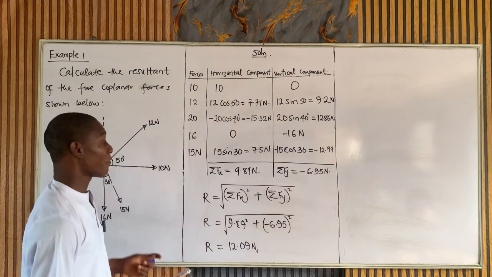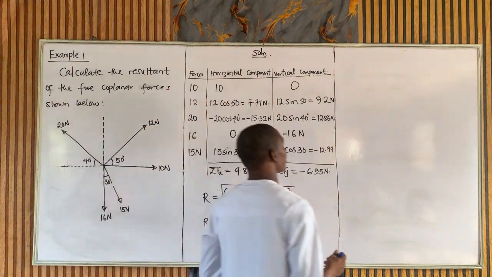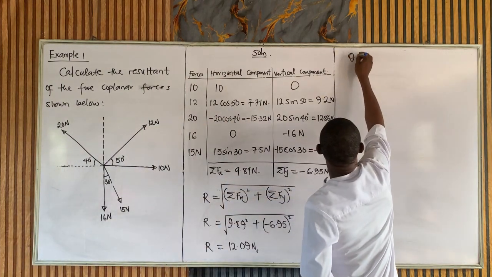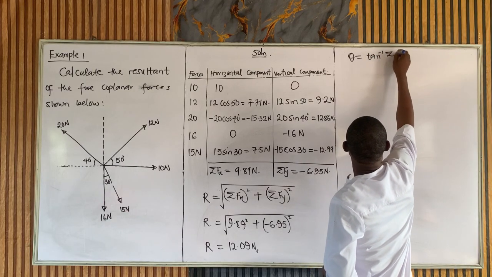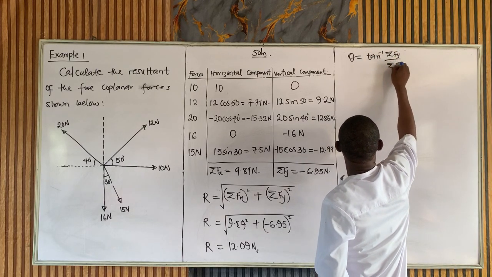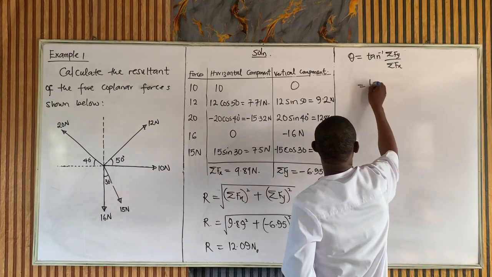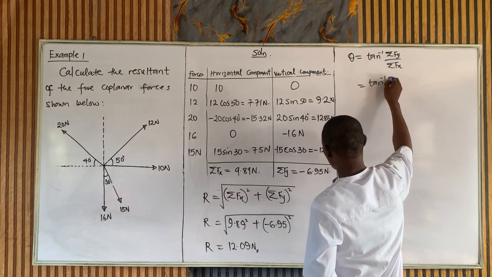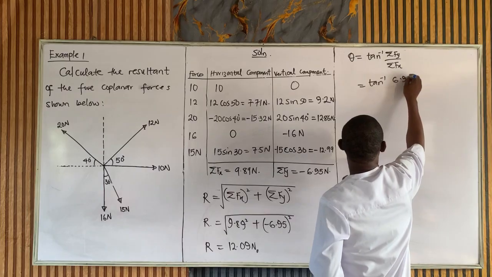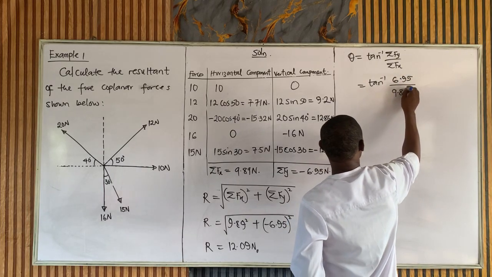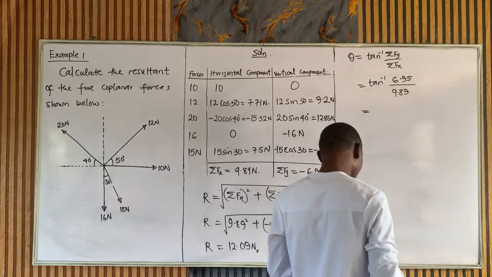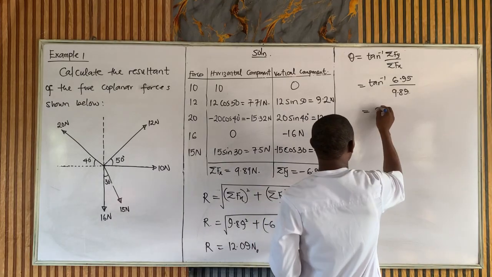We're not asked to get the angle of resultant, but if we want to do that, theta will simply be tan inverse of the sum of Fy over the sum of Fx. It's going to be tan inverse of 6.95, forget about the negative, over 9.89. And then this is going to give us 35.1 degrees.